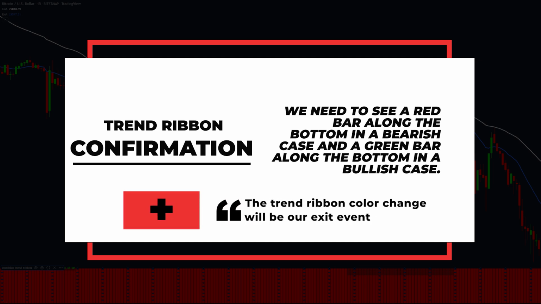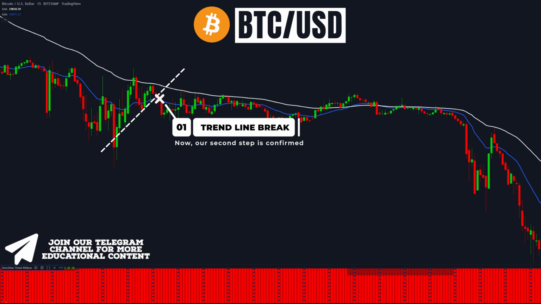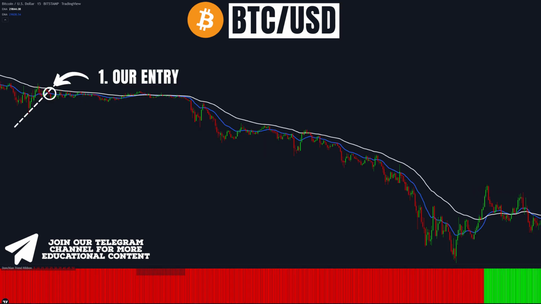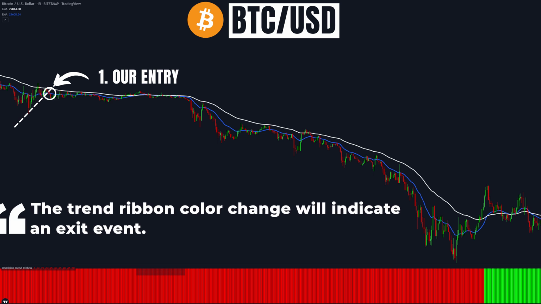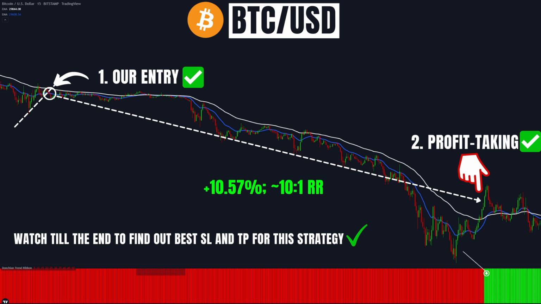Let's consider it as an example. So here's Bitcoin 15-minute time frame chart and here's the trend line breakout candle. As you can see, at this point, the trend ribbon shows us a red bar along the bottom, allowing us to enter the trade short. Finally, the trend ribbon color change will indicate a possible fresh trend change, thus creating an exit event. As you can see here, we get a green bar along the bottom, meaning that we should close our short trade, and the price then stacks in the consolidation range.